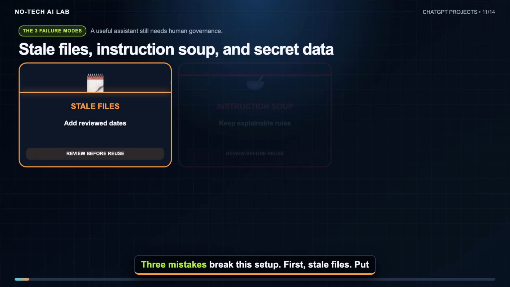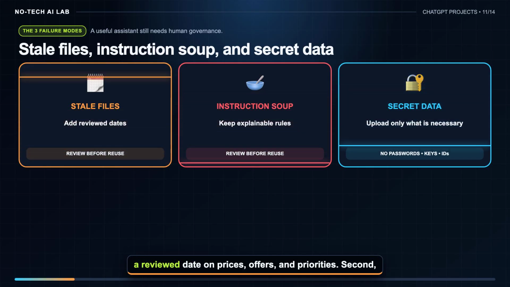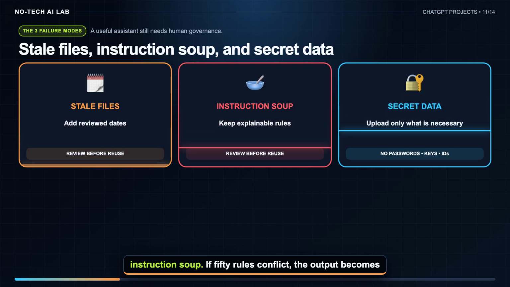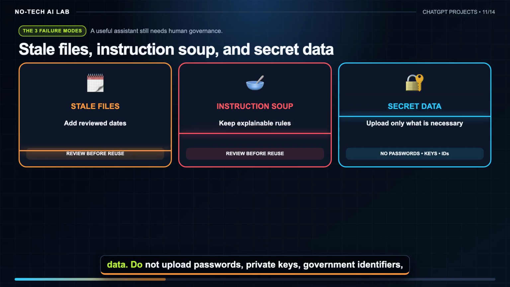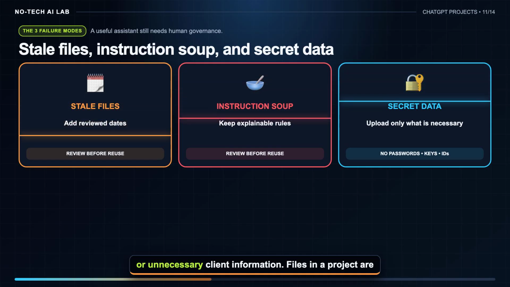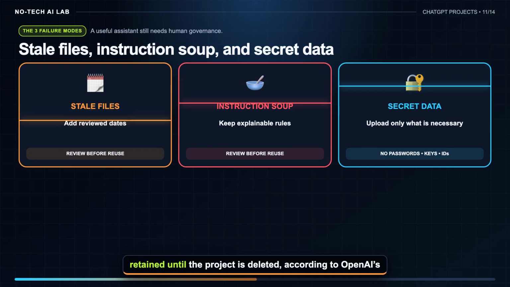3 mistakes break this setup. First, stale files. Put a review date on prices, offers, and priorities. Second, instruction soup. If 50 rules conflict, the output becomes inconsistent. Keep only rules you can explain. Third, sensitive data. Do not upload passwords, private keys, government identifiers, or unnecessary client information.